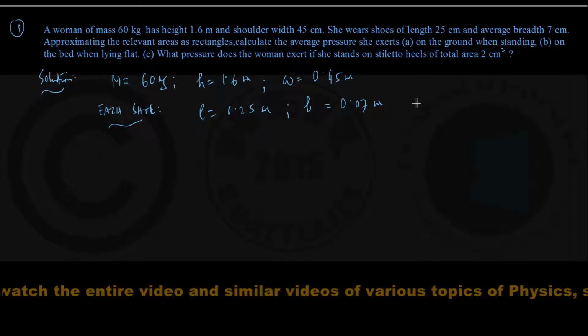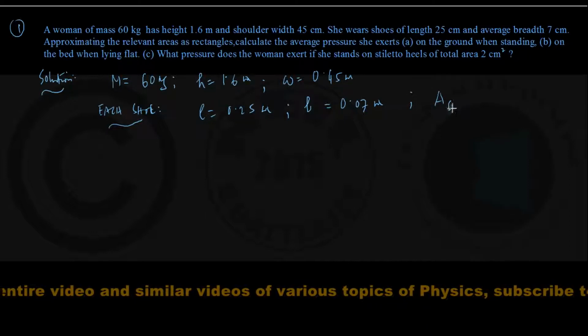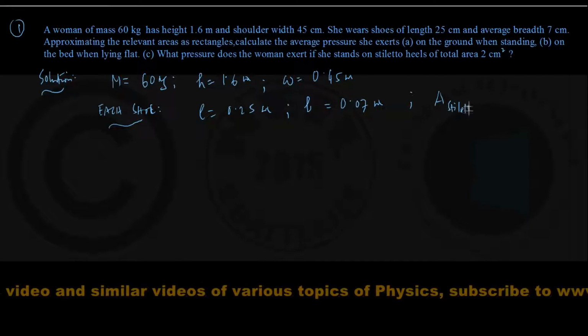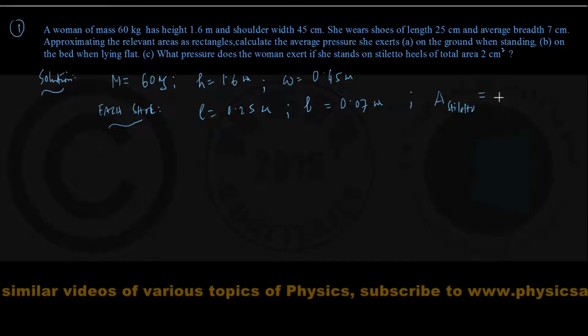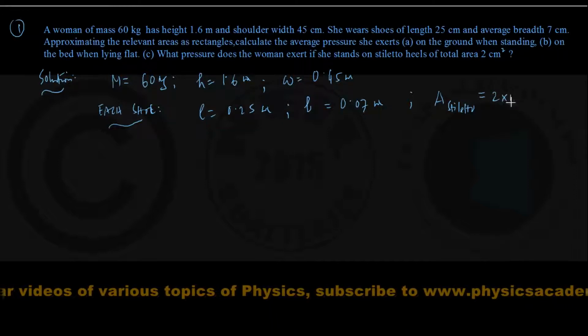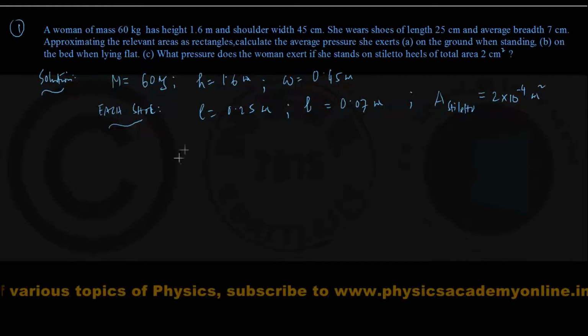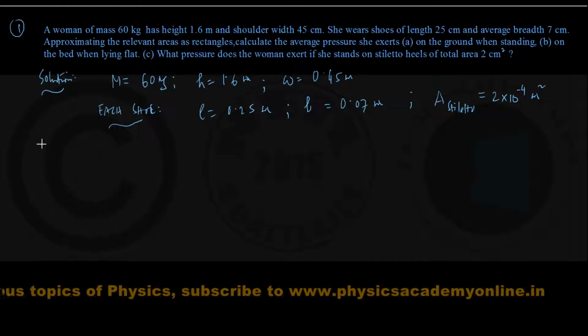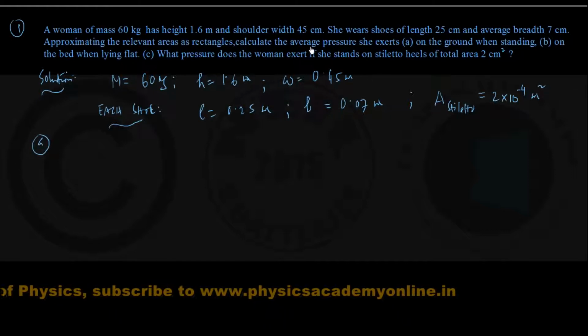We shall also need later in part C of the question the total area of the stiletto heels on which she might stand. That area is given to be 2 centimeters square, which is 2 into 10 to the power minus 4 meters square. With this information, let us move on to part A of the question, where we find out the average pressure exerted by her on the ground when standing.